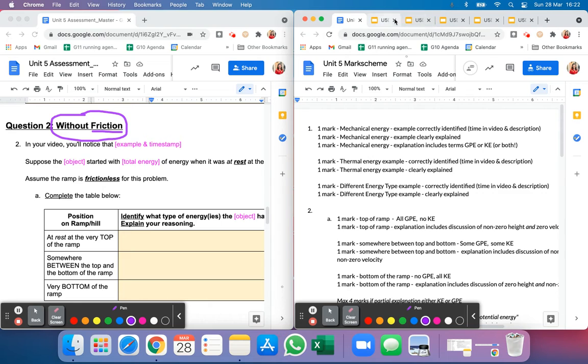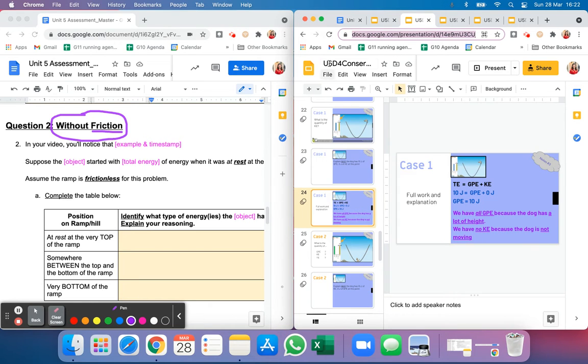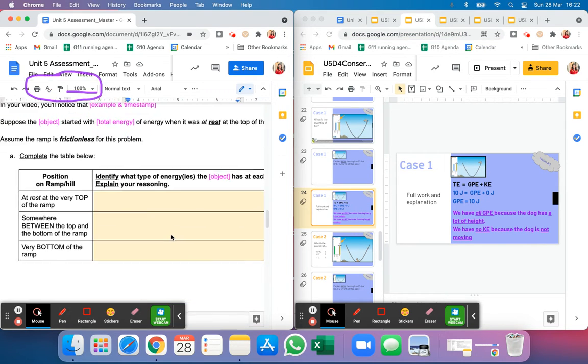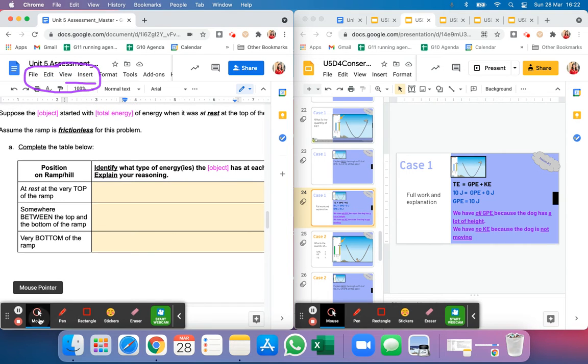So this was very, very similar to the work we did on Unit 5, Day 4, when we used the FED example. We used our little buddy, the dog, or maybe a person with the skateboard, and we were looking at how energy was transformed and conserved. So you are assuming the ramp is frictionless. What were we looking for here?